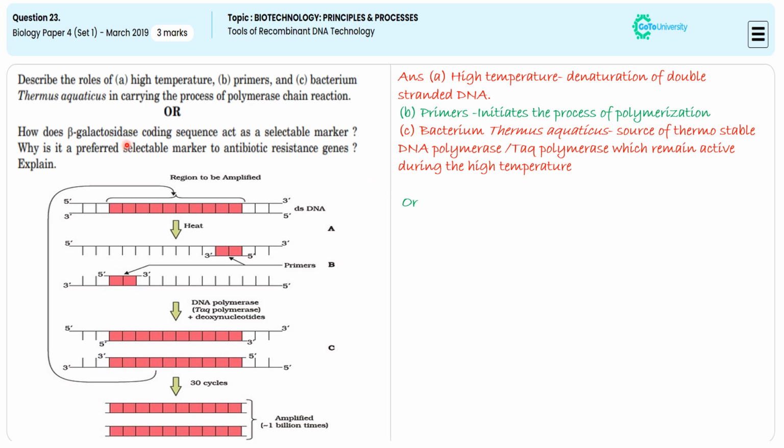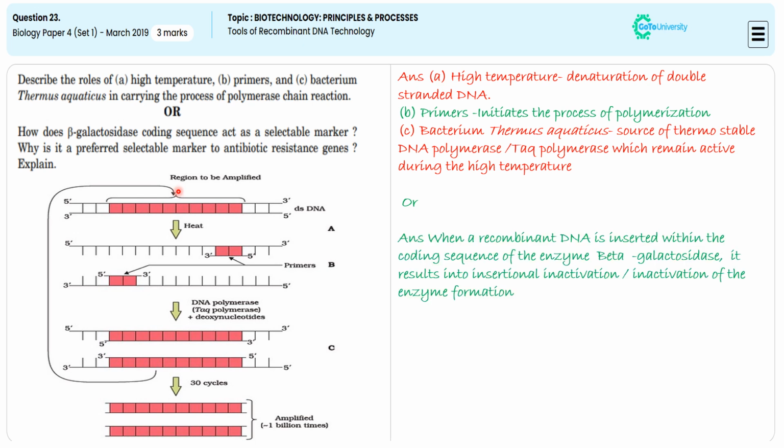In the second optional subjective question, they are directing us to specify why we need to choose the beta-galactosidase coding sequence as a selectable marker, and why it is a better choice than the antibiotic resistance gene. For this, we need to give the appropriate illustration. When recombinant DNA is inserted within the coding sequence of the beta-galactosidase enzyme-making gene, it results in the insertional inactivation phenomenon, so that the enzyme won't be formed. This criterion we keep as the selectable marker criterion. For this illustration, we get 1 mark.